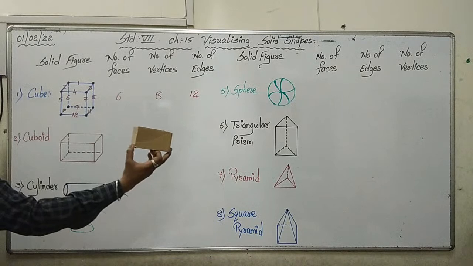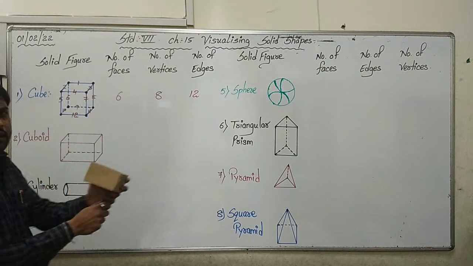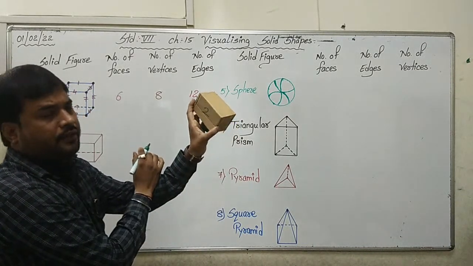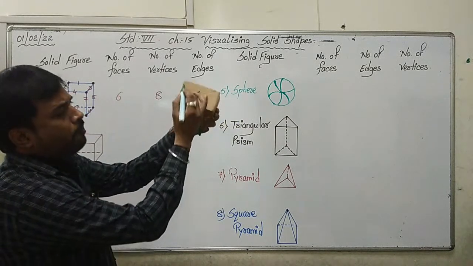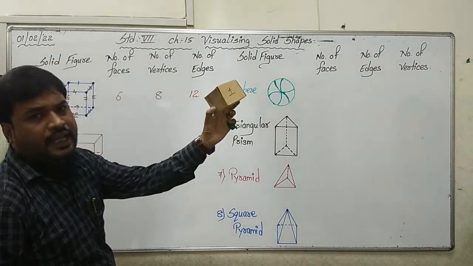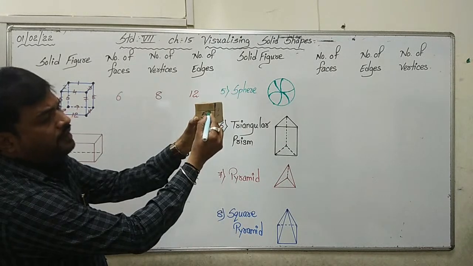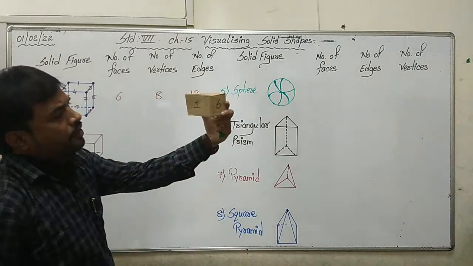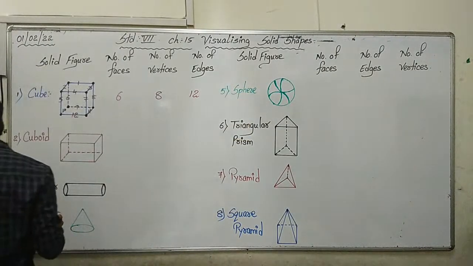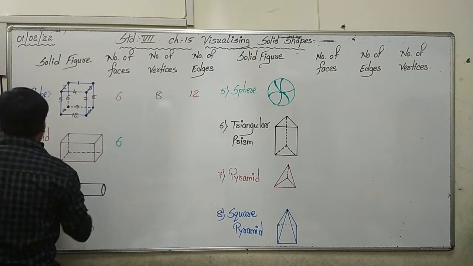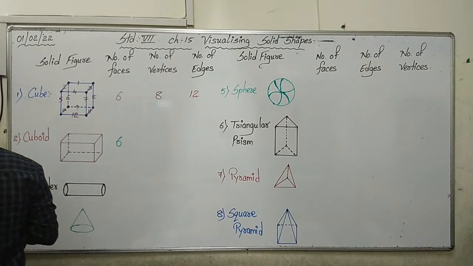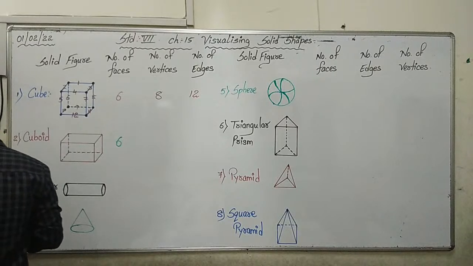It is really easy again. What can we say? Front and back, two faces. Top and bottom, two faces. Then the left-hand side and the right-hand side. So how many faces does the cuboid have? We can say the cuboid consists of 6 faces. Right? 6 faces.